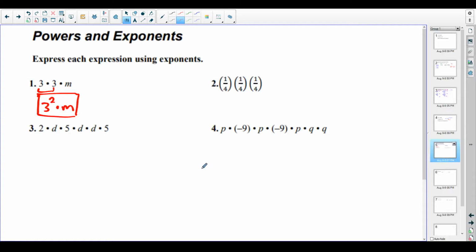Okay? Second one, we have 1/4 times 1/4 times 1/4. So we just count up how many 1/4s are there. Well, there's 3 of them. So we're going to put 1/4, we're going to keep it in parentheses, and we're going to raise it to the 3rd power because there are 1, 2, 3 of them. That's it. 1/4 to the 3rd power, that's your answer. Nothing to it.